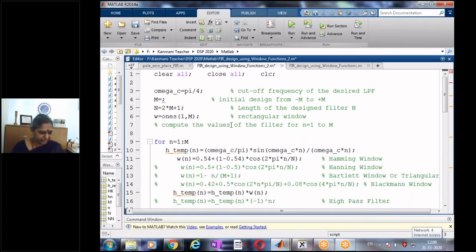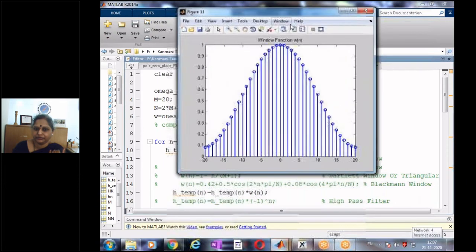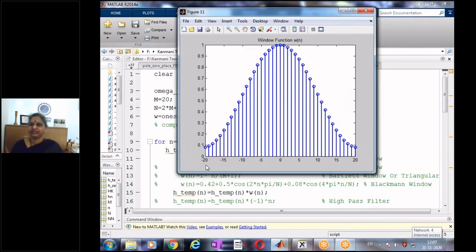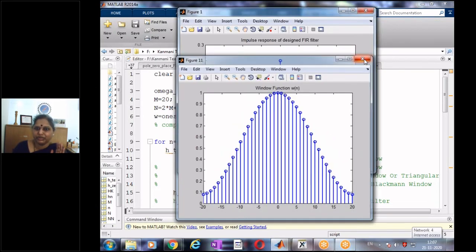Let me take a much larger window length. I'm putting my M equal to 20. So in this case, my length of the filter is going to become 41. Let me run the program and see how it is now. So this is my window function, the Hamming window function of length 41, going from -20 to +20. See how beautifully it starts from a lower value and reaches the maximum value of 1.